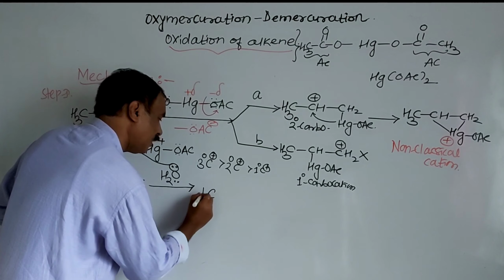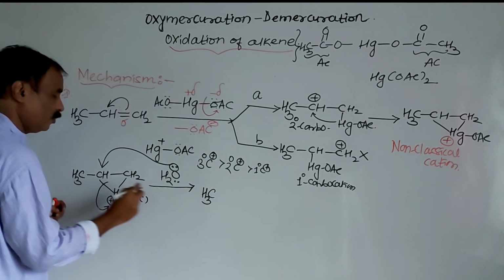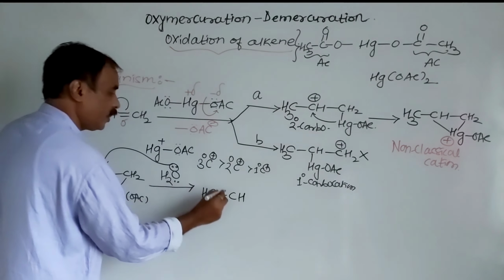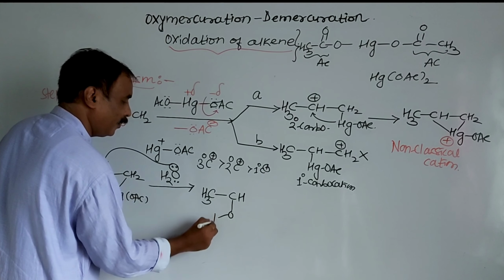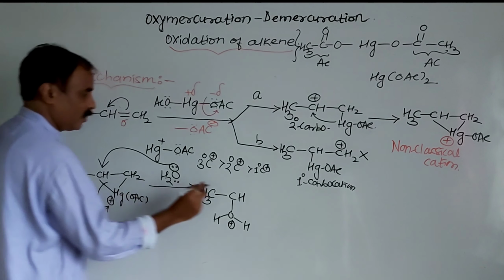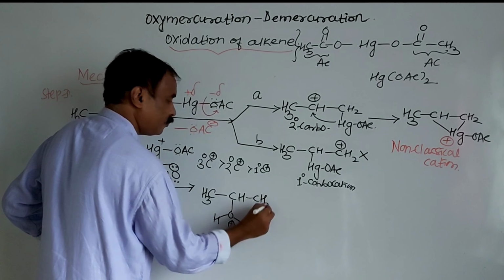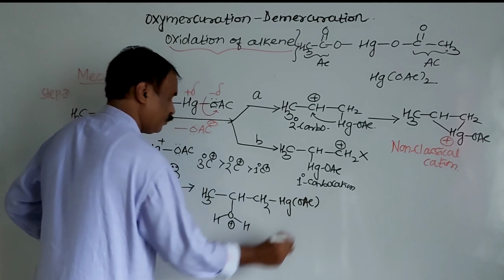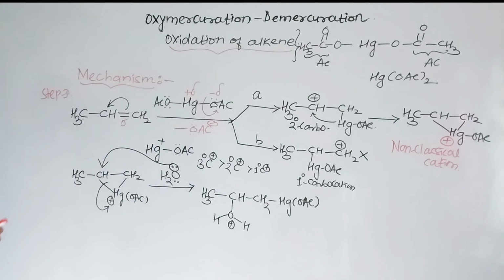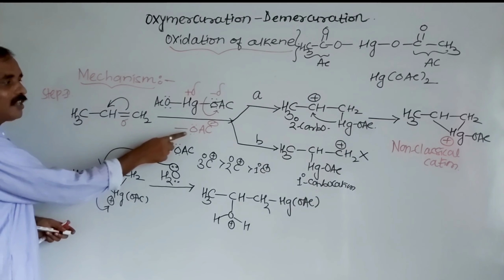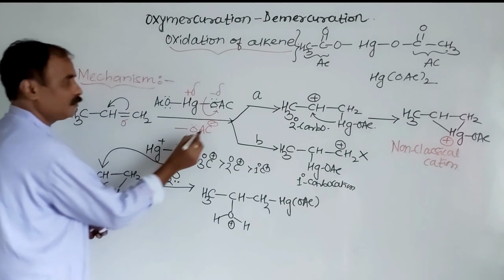That is, the intermediate structure will be like CH3, here it is a CH, now here it is OH2. I will write here OH2. Now here CH2, HgOAc. Isn't it? In this step, acetate ion is released.